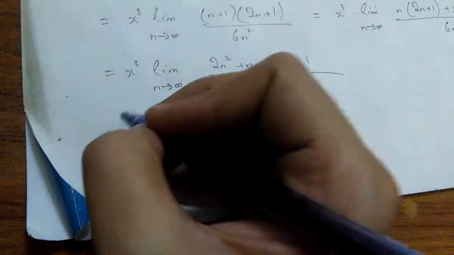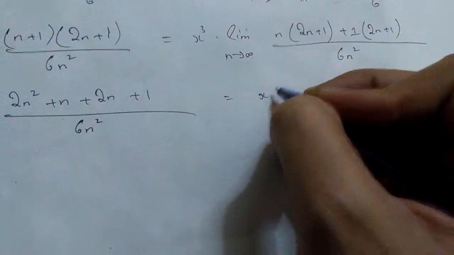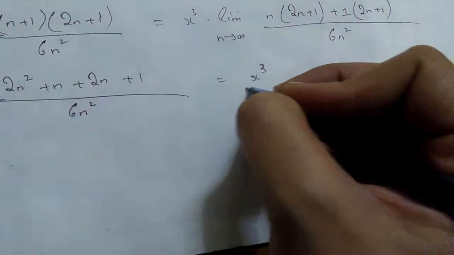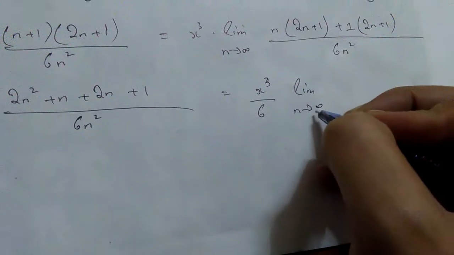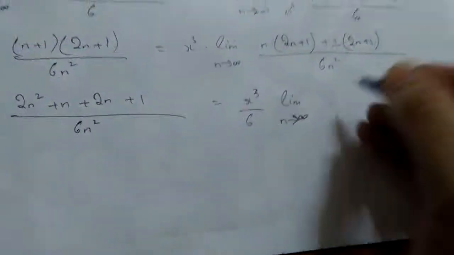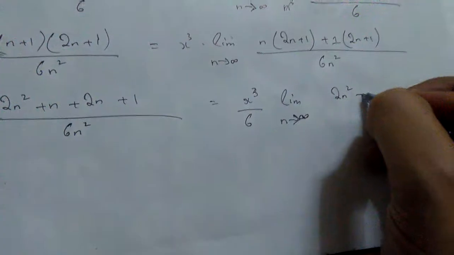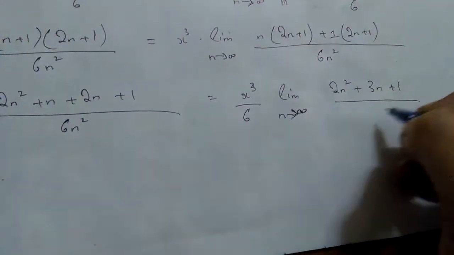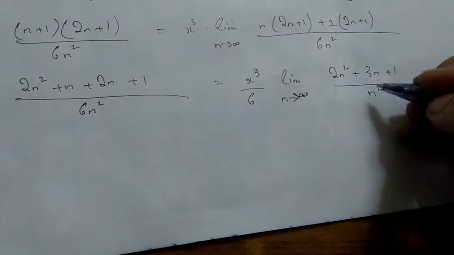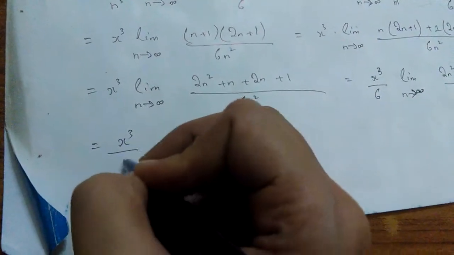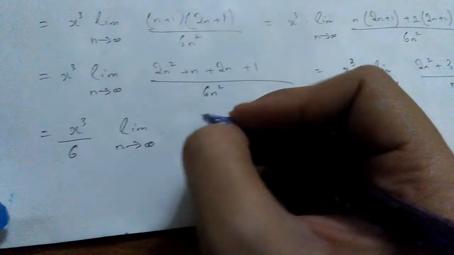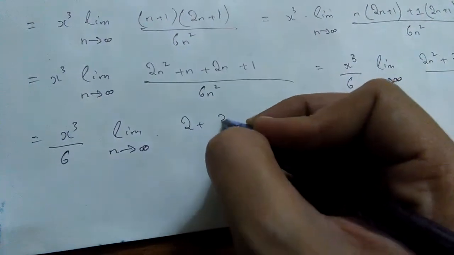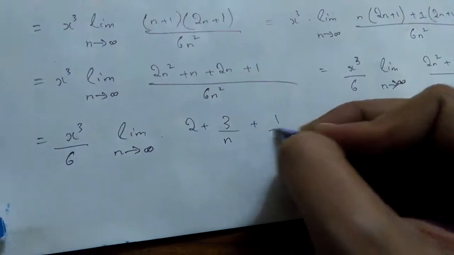All right. So how about if I just write down my 6 outside? It's a constant number. So limit n approaching infinity, and it's going to be 2n squared plus 3n plus 1 upon n squared. All right, so now let us take a back substitution and divide all these three terms by n squared. So x cubed upon 6, and after that we are going to apply the limit. It's going to be 2 plus 3 upon n plus 1 upon n squared.